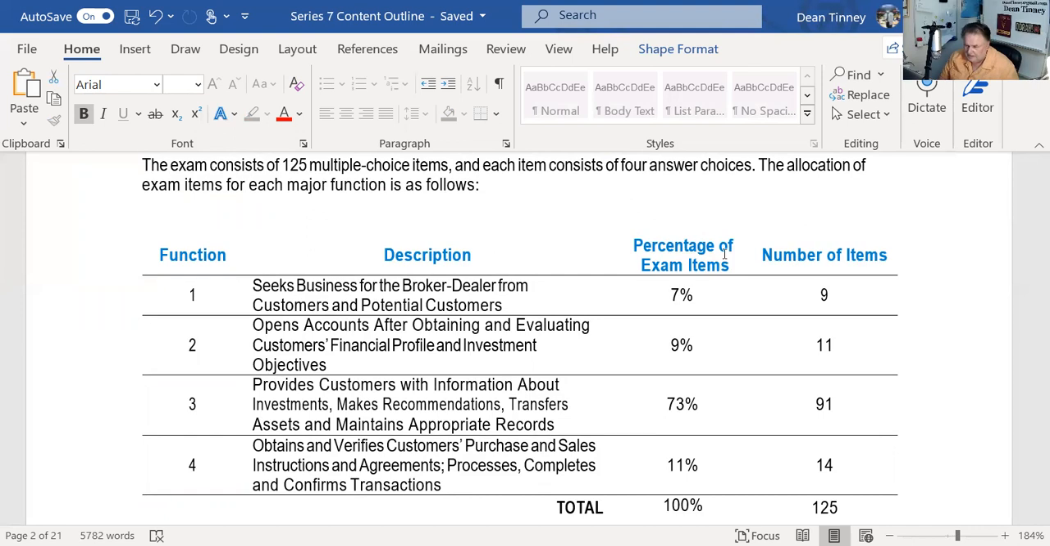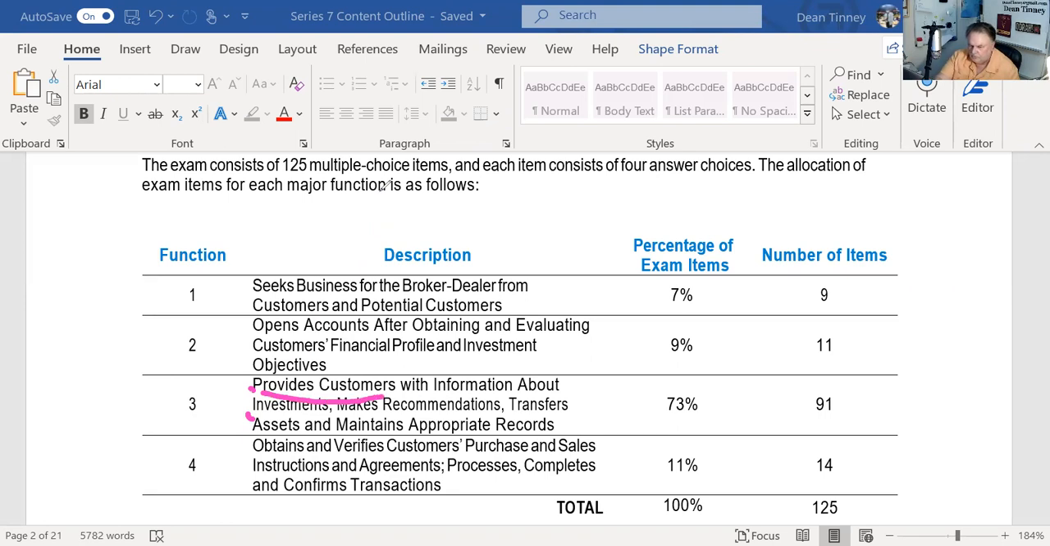So 9 questions there. Opens accounts, obtaining and evaluating customers' financial profile and investment objectives. Very important in terms of suitability. Doing that initial data gathering, getting the account open, because you've got to get the account open before you can make any investments. And then providing customers with information about investments, key. Let me get my annotation tool fired up here. Providing investors with information about investments.